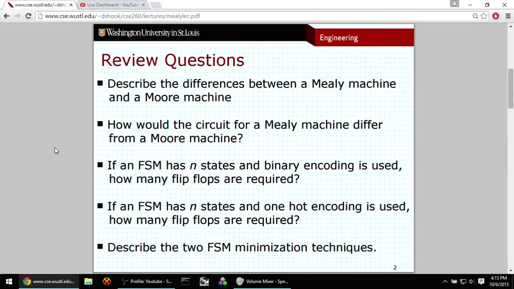It'll be a function, right? You can't give me an exact number. You should be able to give me an expression. How many flip-flops am I going to need? So, I give you three states, right? How many flip-flops do I need to represent those three states with a binary encoding?